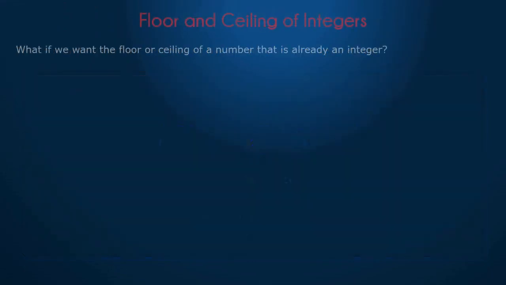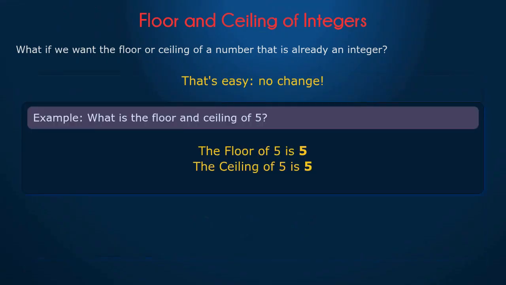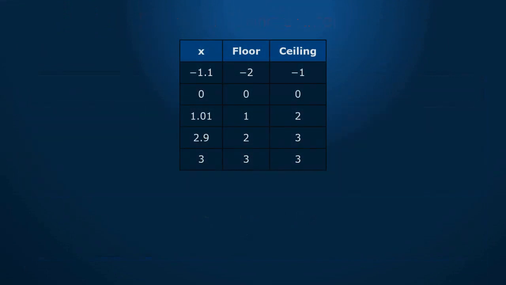What if we want the floor or ceiling of a number that is already an integer? That's easy, no change. Example, what is the floor and ceiling of 5? The floor of 5 is 5, and the ceiling of 5 is 5. Here are some example floor and ceiling values for you.